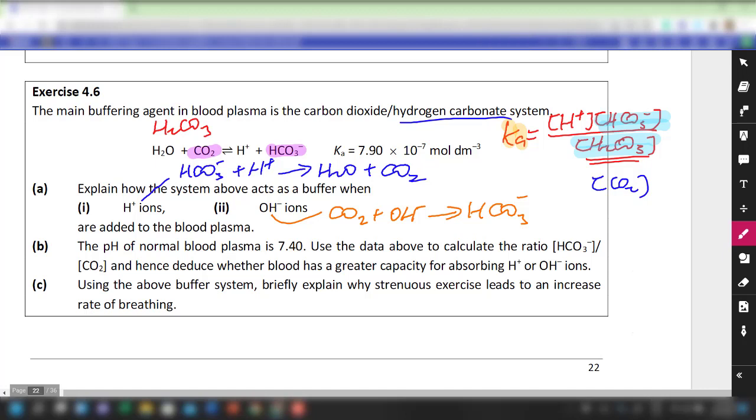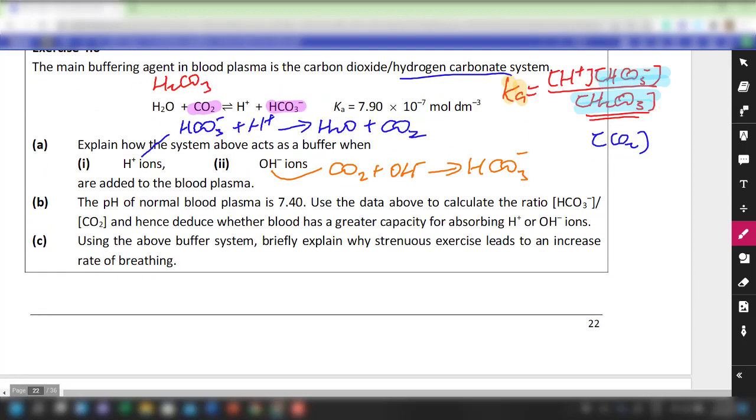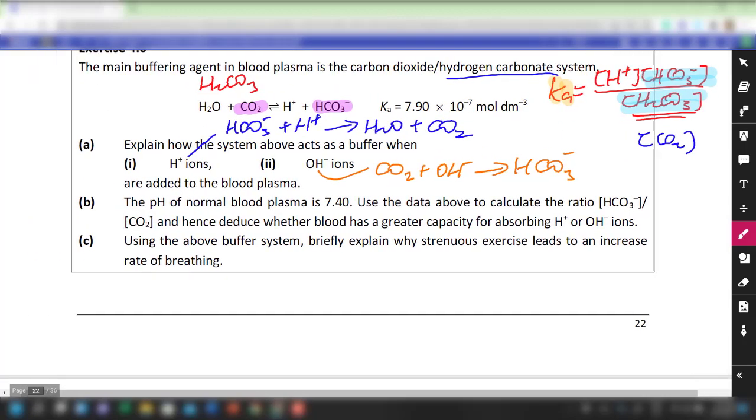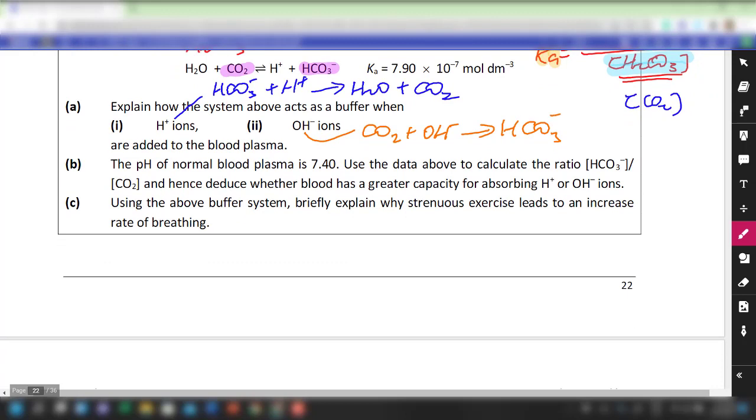So therefore H plus will remain relatively constant, pH remains relatively constant. So this is the usual flow in your answer. I hope you can apply this to the system or to any of the questions which you are being asked to answer. So answering questions related to buffers need not be very complicated. It's actually quite straightforward if you understand the concepts behind.